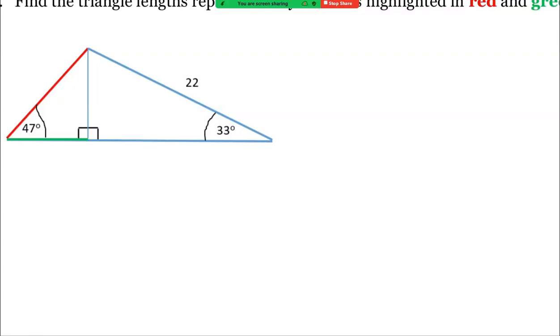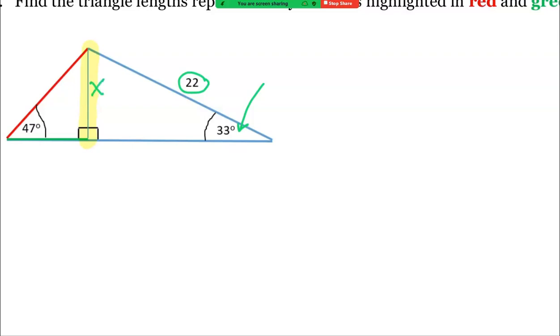So let me just highlight that a little bit. Okay, so this right here is your altitude. I'm going to use that as the bridge between the two triangles. So look what I can do. From this angle's perspective, I can see that I have the hypotenuse, and I want this. I'm going to make this x.